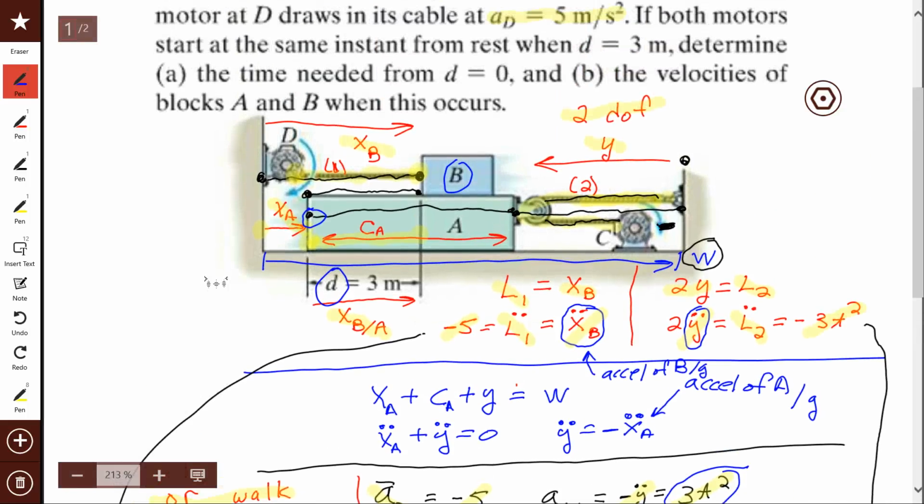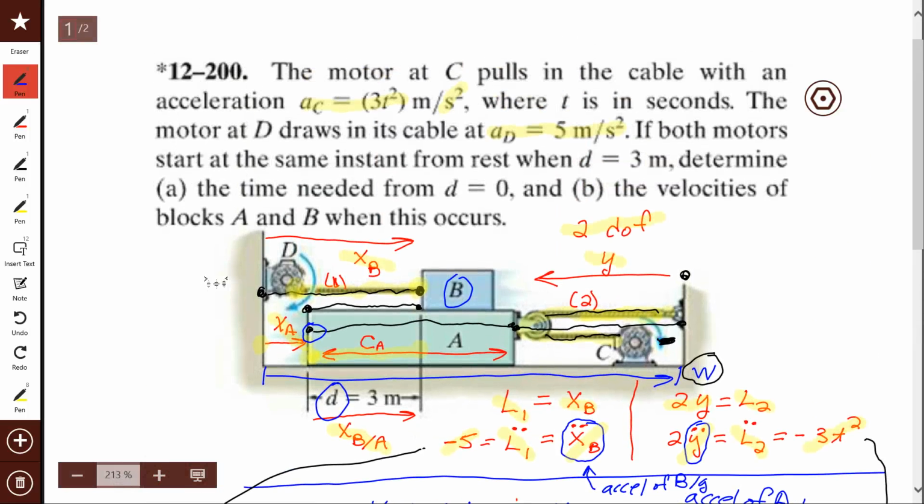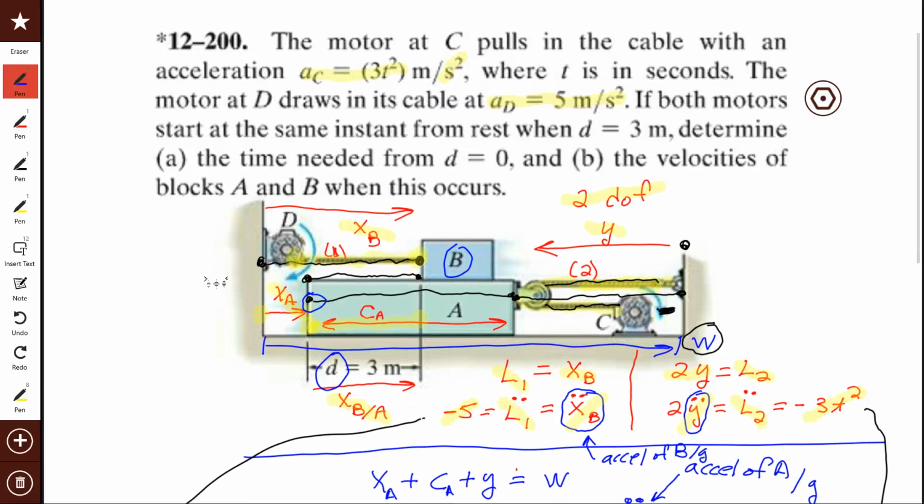So that is two different ways to solve this particular problem. It shows some relative motions, and it also shows the use of rope equations. All right.